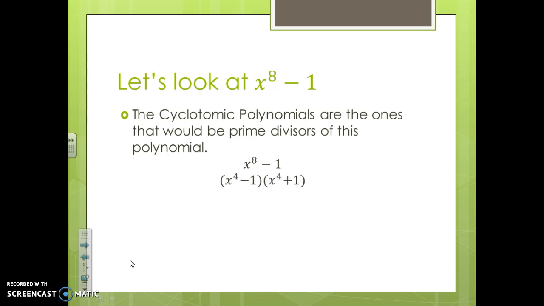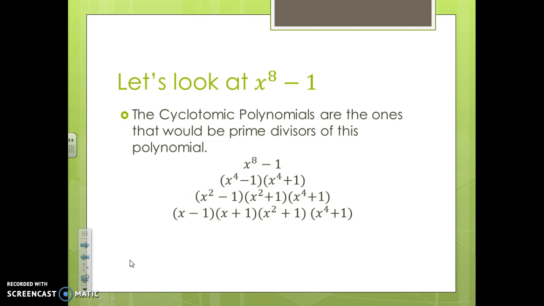So the first factoring, I know that that's a difference of squares, so that is x to the 4th minus 1, x to the 4th plus 1. I can factor that further by using the difference of squares on the x to the 4th minus 1. I'll go down to x squared minus 1, x squared plus 1, and then I'm going to leave the x to the 4th plus 1 for a moment. Then I can still do the x squared minus 1 as a difference of squares.